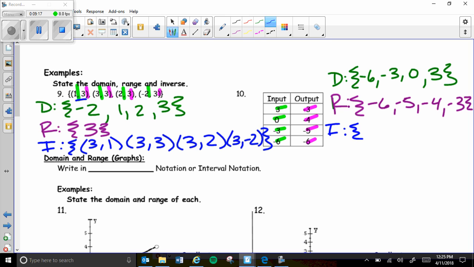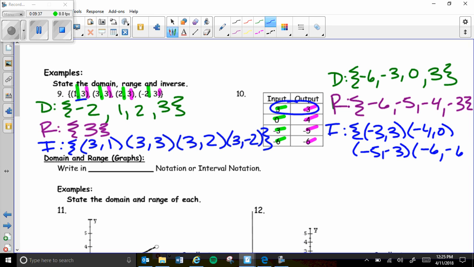And lastly, we have inverse. So remember, we're flipping the order of the ordered pairs. So this is our ordered pair, 3, -3. But rather than writing 3, -3, we're going to write -3, 3, -4, 0, -5, -3, and then -6, -6. Close it out with braces.